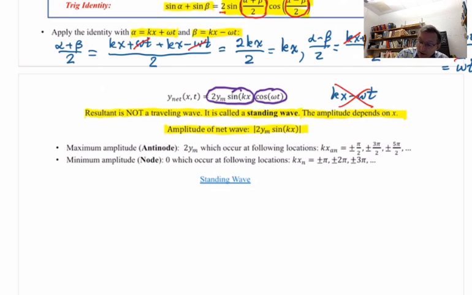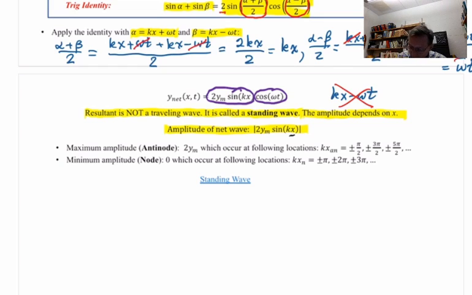The amplitude of this standing wave depends on the x value where you are. And different x values will have different amplitudes at that point. And we did not see that in section 5. So there's something quite different going on here. But let's just see for now what are the biggest and the smallest values we can get for the amplitude of this net wave, this so-called standing wave.